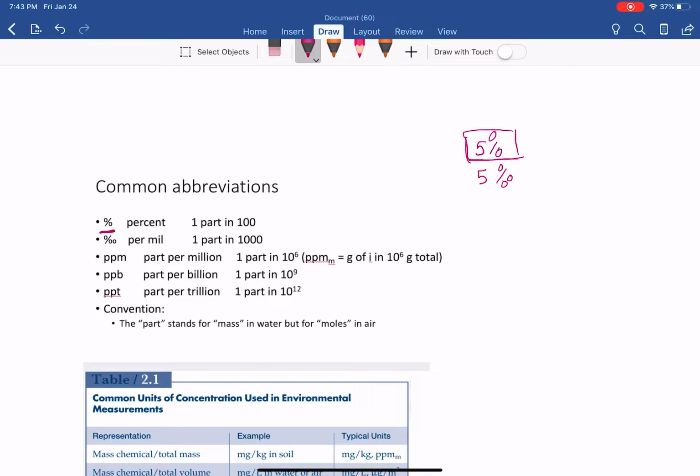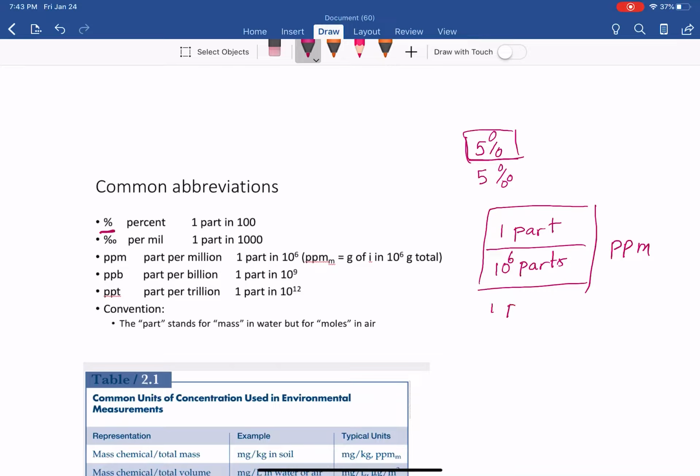And also the part per million, which I discussed in the class, that it is 1 part per, or divided by, million parts. This is ppm, part per million. Part per billion, it's 1 part per 10 to the 9.